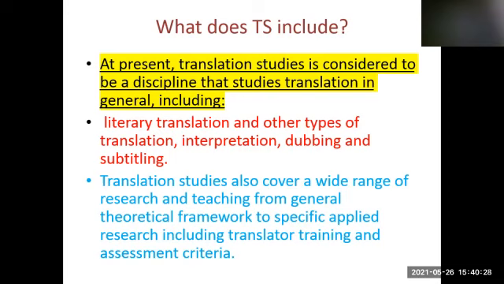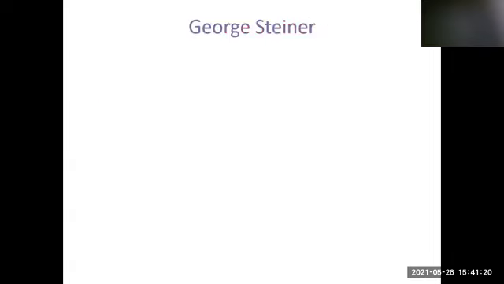At the same time, in the field of translation studies, there is a wide range of research and teaching. This could be related to theory or specific research. It also includes translator training and assessment criteria, how to evaluate the product of translation. So you see, translation studies includes many things: types of translation, interpretation, subtitling, research, training, and even evaluation. That's why it has become an academic field.